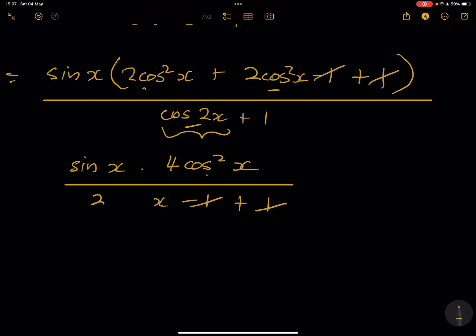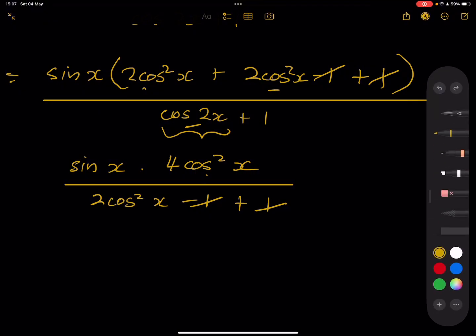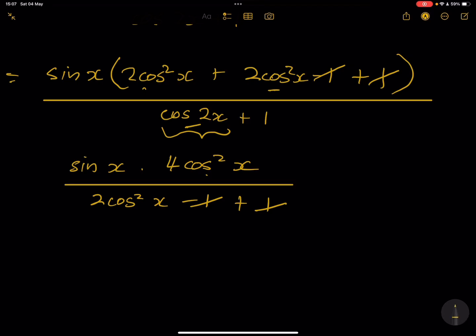Oops, I just removed that in error. Right? So the cos squareds actually cancel. So this guy and that guy cancel. So now I've got 4 divided by 2, which gives me 2. And so my final answer will be equal to 2 sine of x. That's the single trigonometric ratio that they were talking about.